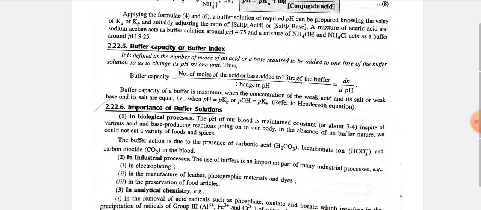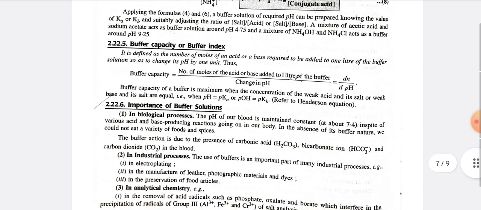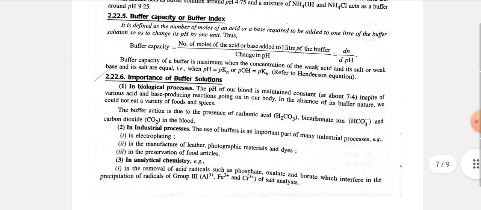Next, buffer capacity or buffer index. Buffer capacity is equal to the number of moles of the acid or the base added to 1 liter of the buffer divided by the change in pH, which is dN/d(pH). Buffer capacity of a buffer is maximum when the concentrations of the weak acid and its salt, or weak base and its salt, are equal, that is, when pH = pKa or pOH = pKb.